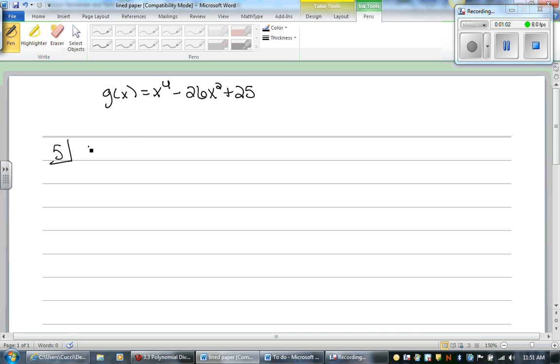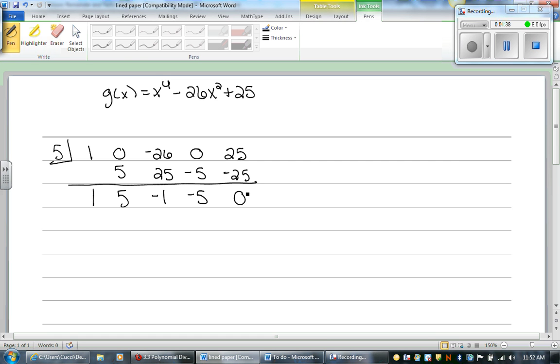We've got our coefficients, and again, my g of x is x to the fourth minus 26x squared plus 25. So we've got 1 as our first. Because there's no x cubed, we need that 0 as a placeholder. Negative 26, because we have no x, we need 0 as another placeholder. And then 25. Drop the 1. 5 times 1 is 5. We place it here. 0 plus 5 is 5. 5 times 5 is 25. Negative 26 plus 25 is negative 1. 5 times negative 1 is negative 5. Add to get a negative 5. 5 times negative 5 is negative 25. Add to get a 0.